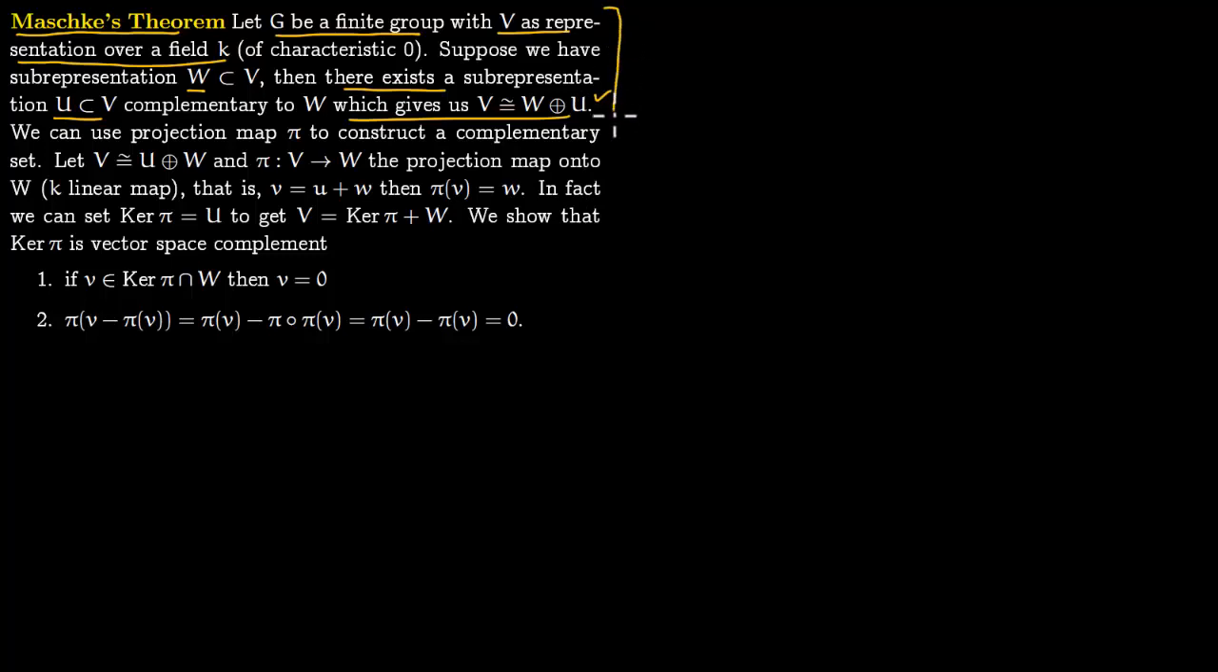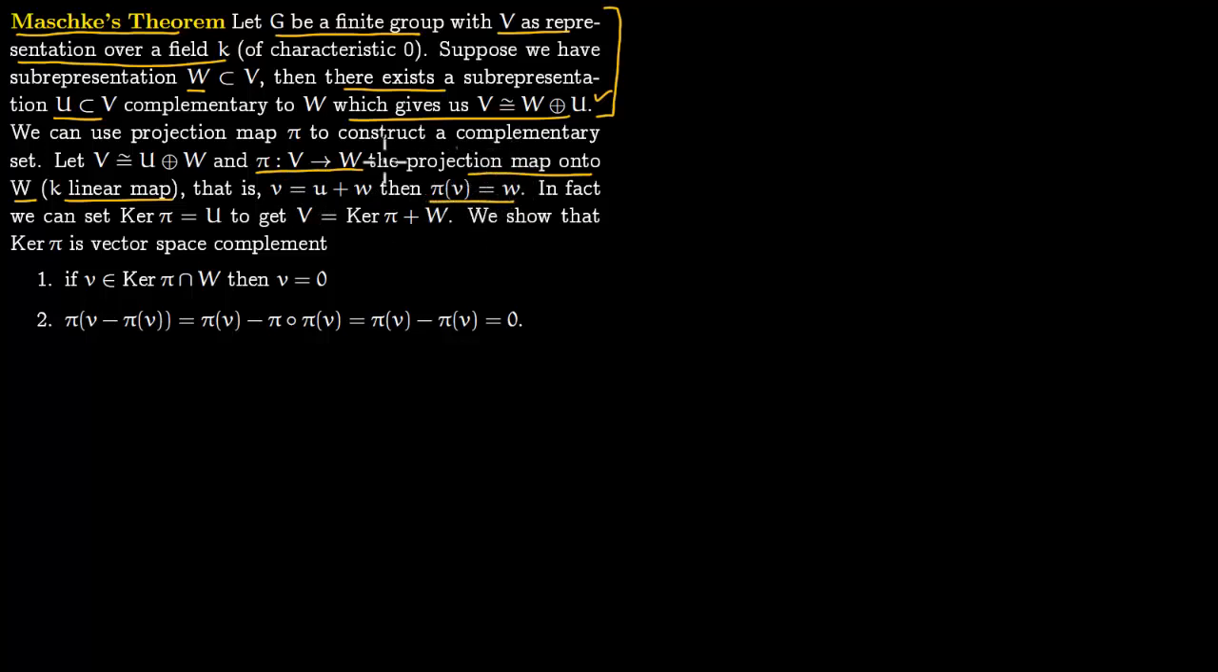First, we will try to use linear algebra and see how far we can go with that. You start with some projection map, going from the direct sum like this and projecting to W. So you're going from V to W, and all these elements of U are getting mapped to 0. So this projection map is onto W, and this is a K-linear map. That is, if V is equal to U plus W, then pi of V is just W.